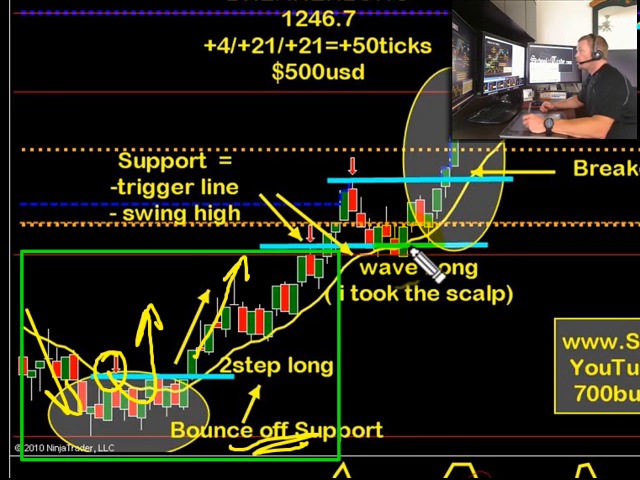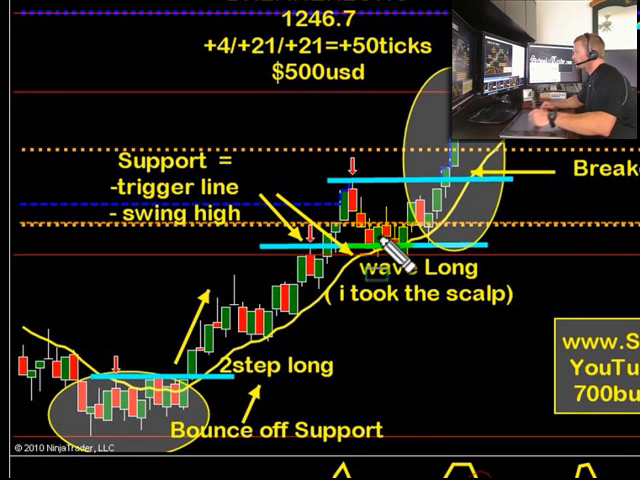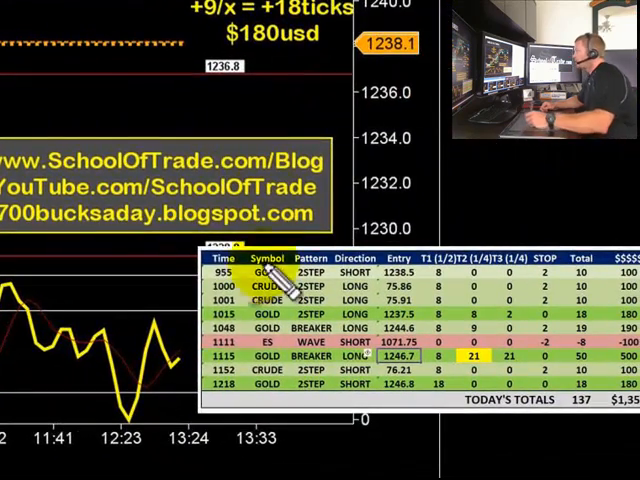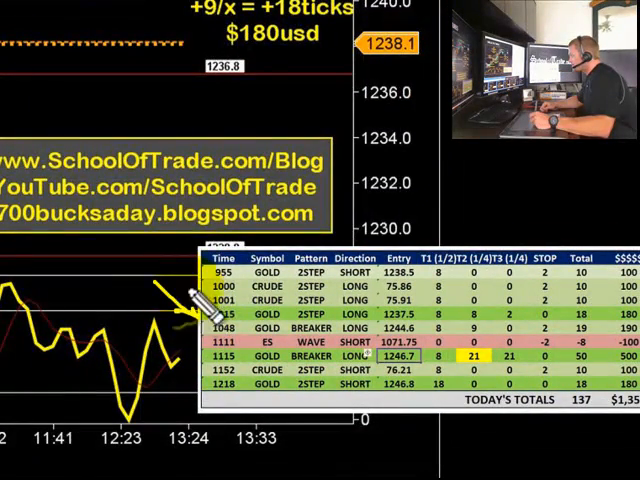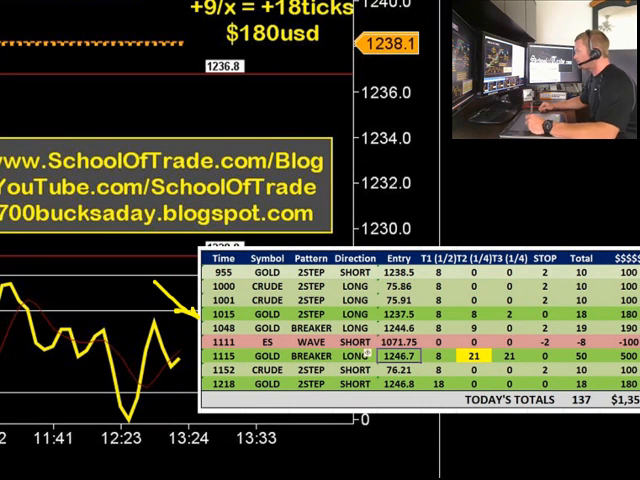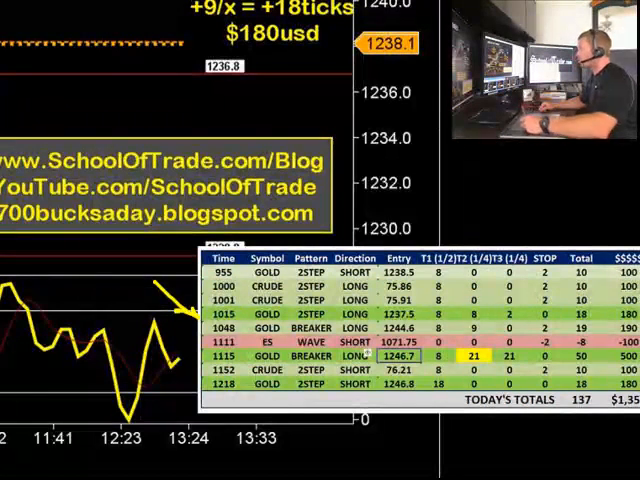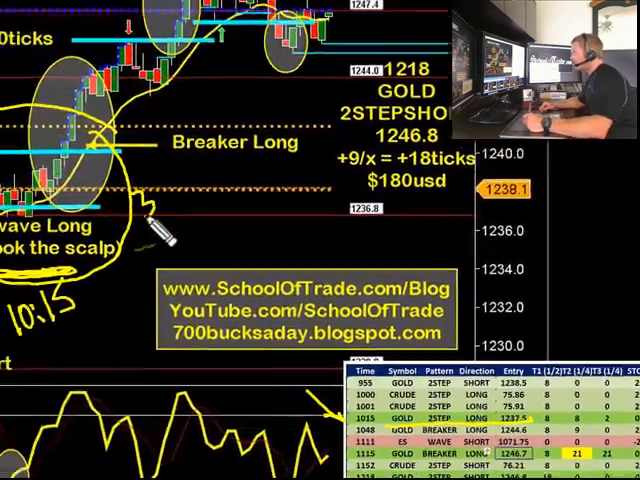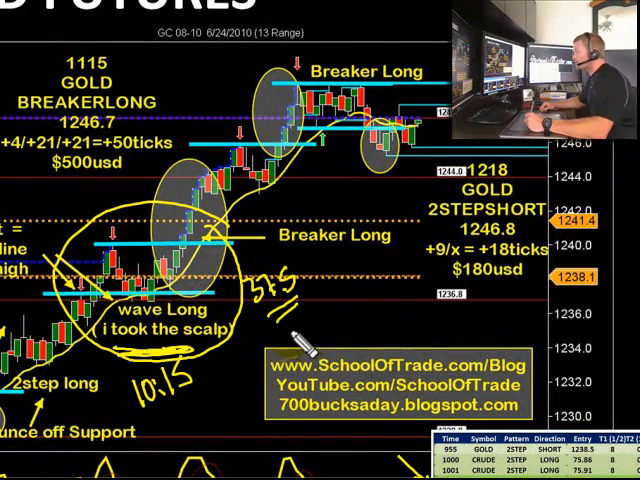We come up, we break above overhead resistance. And of course, now when we break above overhead resistance, we're looking for a wave long. Right here, this is where I took the scalp at 10.15. You can see this here at 10.15. This was a wave long on the gold. I took the scalp trade on the gold, a 2-step long at 37.5. So at 37.5, I was getting long on my fast time frame, while the wave long was setting up on the slow time frame.